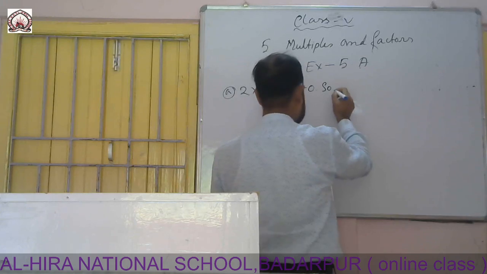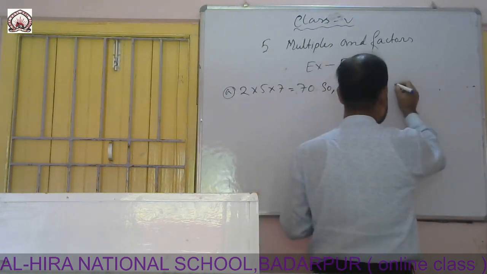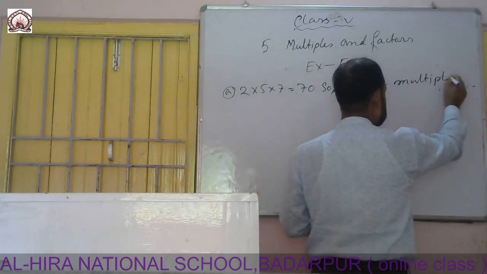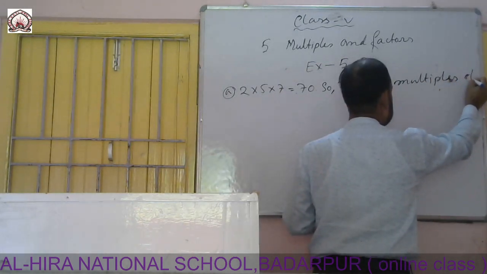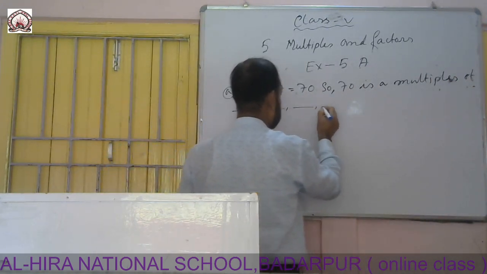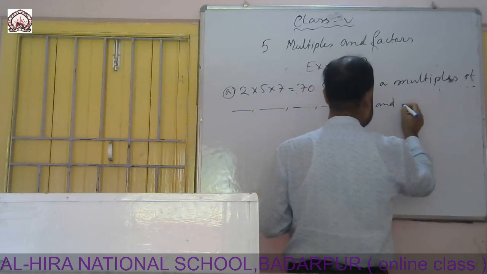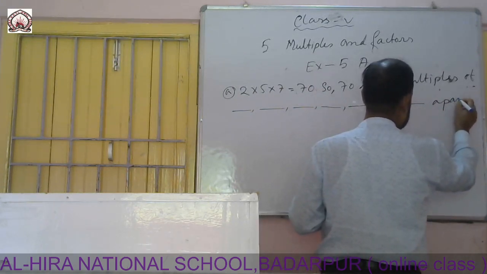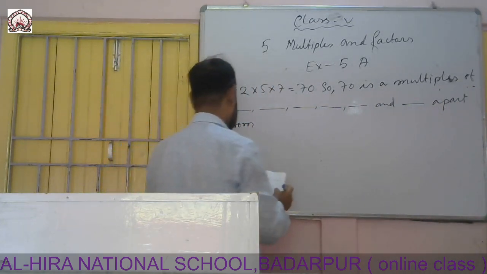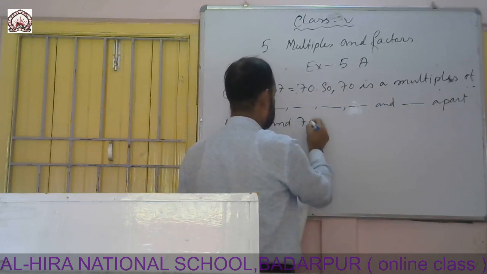So 70 is a multiple of dash, dash, dash and dash, apart from 1 and 70 itself.